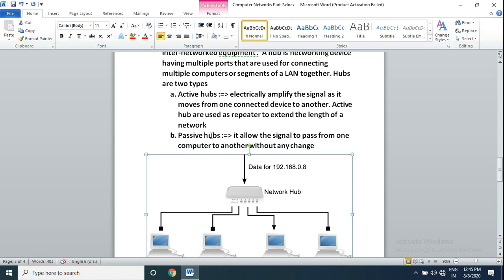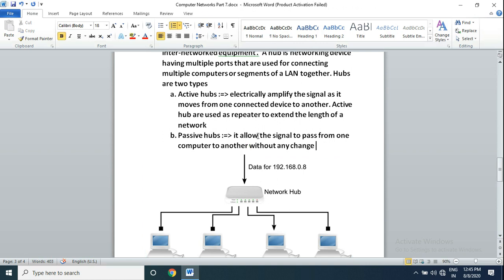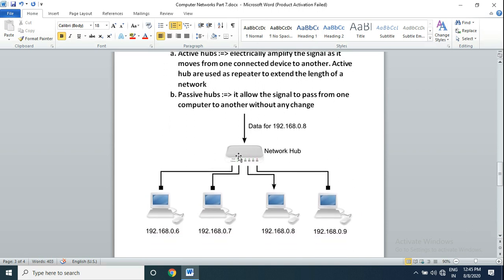Our second is the passive hub. It allows the signal to pass from one computer to another computer without any change. This is a diagram of a hub. A hub comes with 8-port, 16-port, 24-port, or 64-port slots, where we can connect multiple computers.